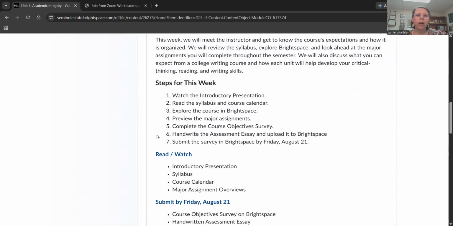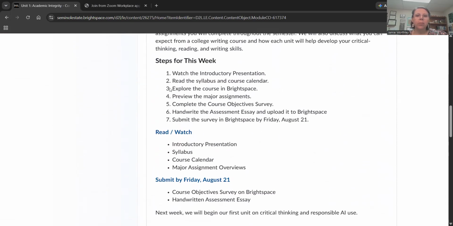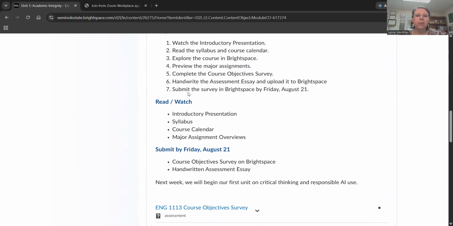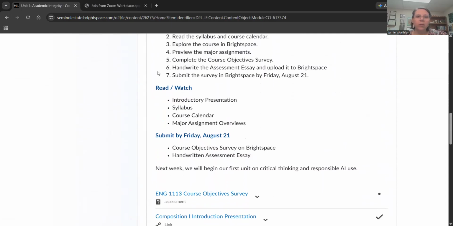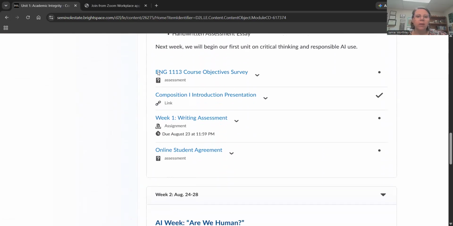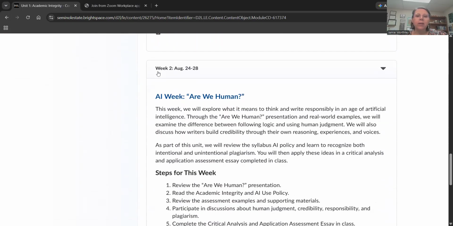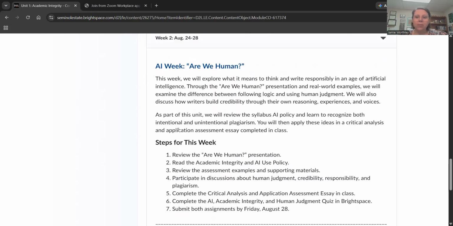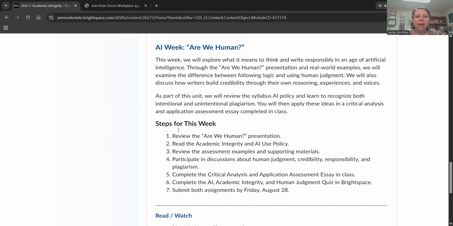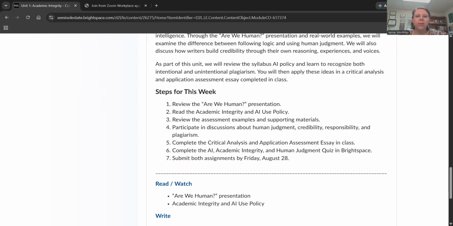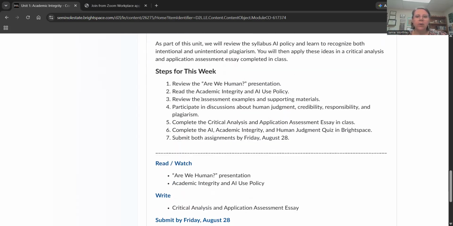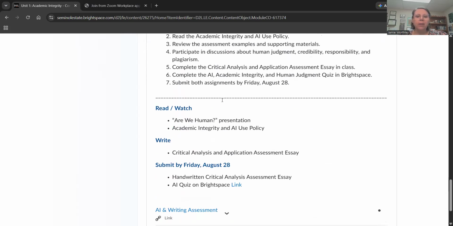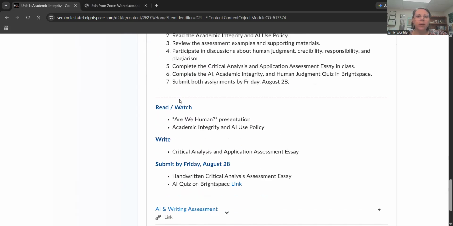So in week one, this week, we're going to watch that introductory presentation, read the syllabus, look at the course calendar, and explore the course in Brightspace. That's what we want to do this week, just get familiar with the course in Brightspace. And then in week two, next week, we're going to jump into the AI unit on what is okay in this class when it comes to AI. We have an Are We Human presentation that I created, and we want to look at the policy. So that's what we're doing next week.